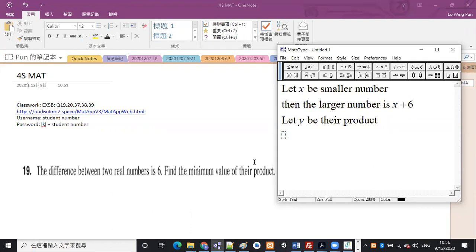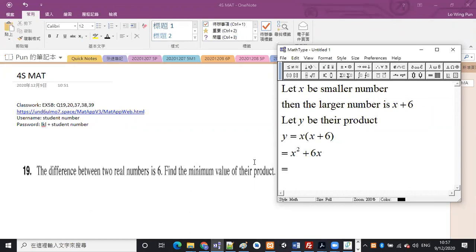Okay, so y is the product. We just put y to be x times x plus 6. And then if you expand the bracket, it is x squared plus 6x. It is a quadratic function, right? y in terms of x. And the question asks to find the minimum of this function. Okay, minimum function value. And when you see the keywords minimum or maximum, then you will see that it is not done in the ABC form. Okay, you need to change this to be the AHK form first, right?